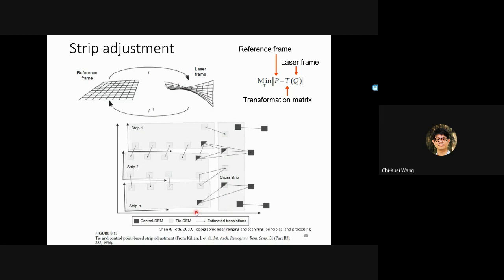It's very important, because all the stripes have overlaps. So you will find overlapping surfaces, a lot of overlapping surfaces. And you can minimize the differences between each overlapping surface. Once you can do that, it's done. You should have good LiDAR data. This is very important.